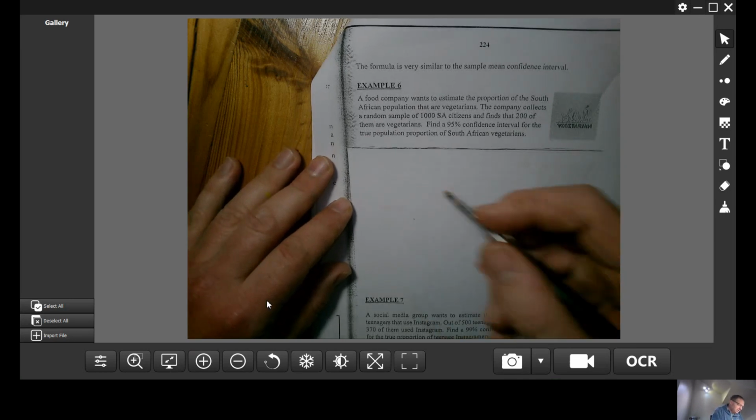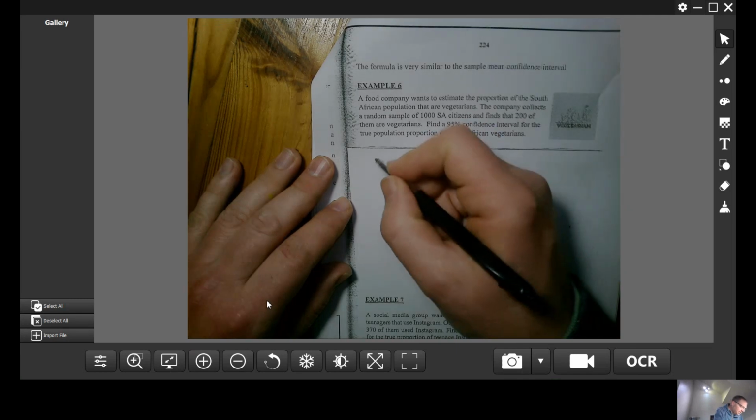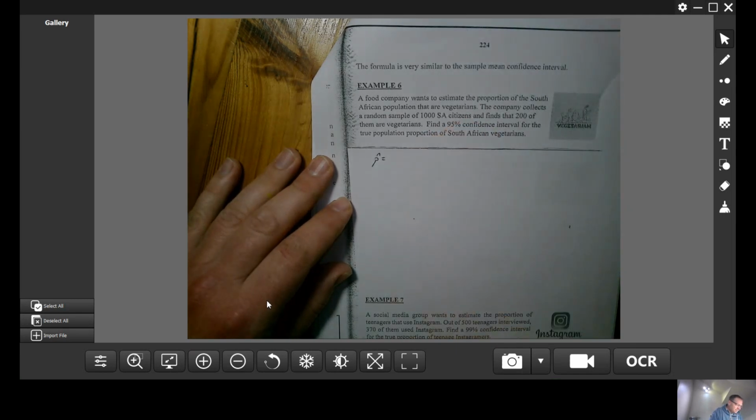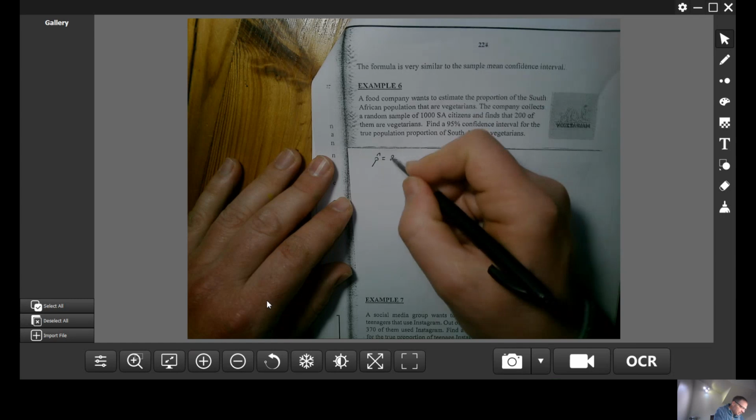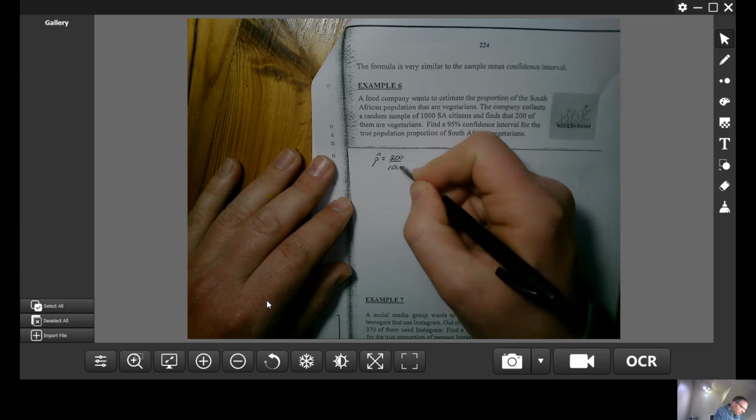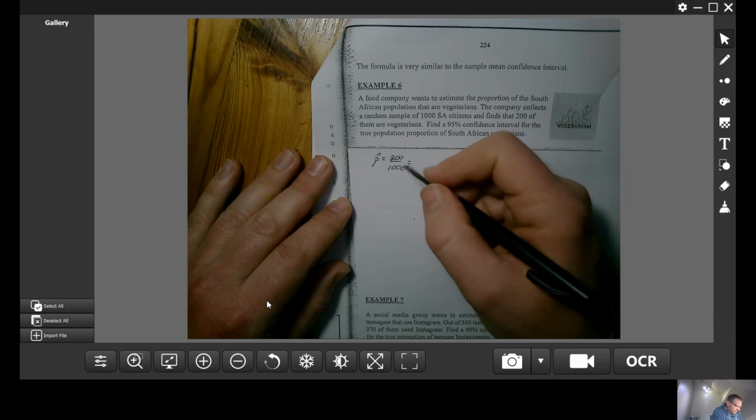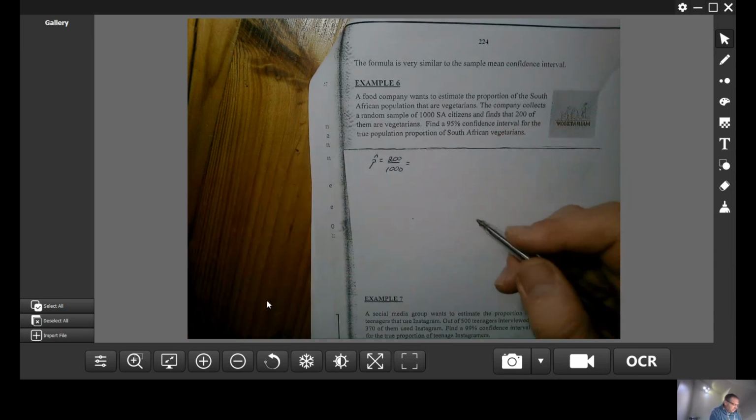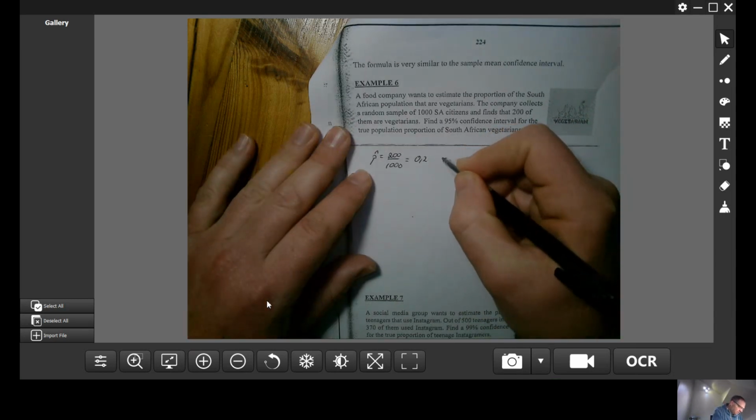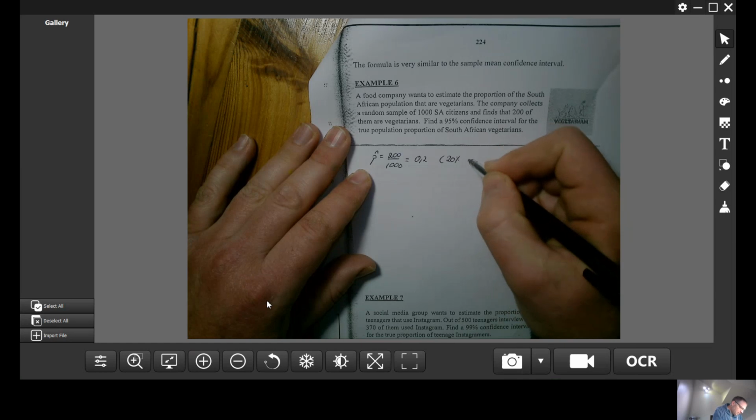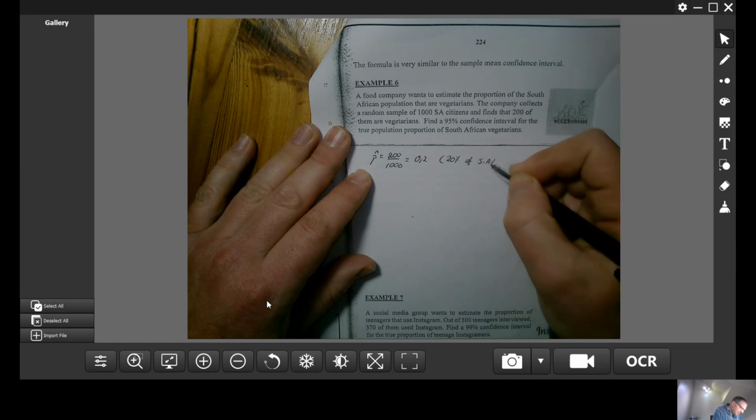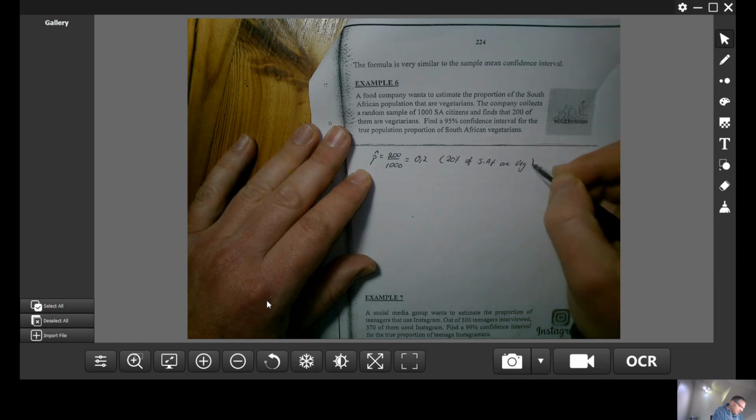Okay, great. So first of all, what's our sample proportion, P hat? To find P hat, you had 200 people who were vegetarians out of a sample of 1,000. 200 over 1,000 is equal to 0.2. So in other words, 20%, according to this survey, of South Africans are vegetarians.